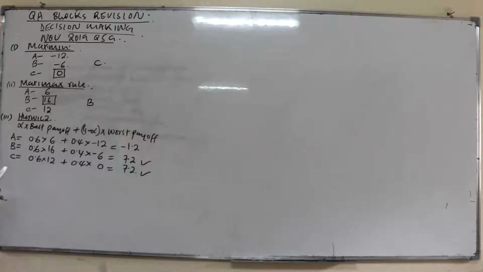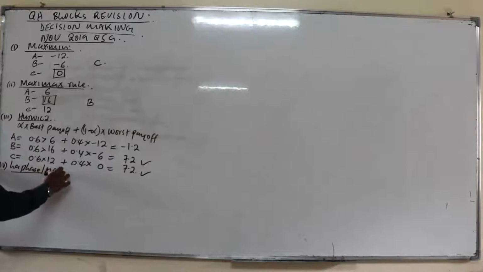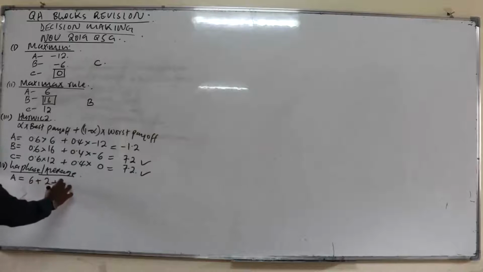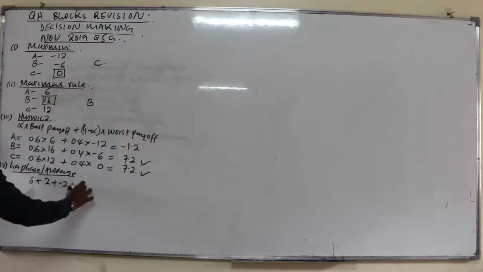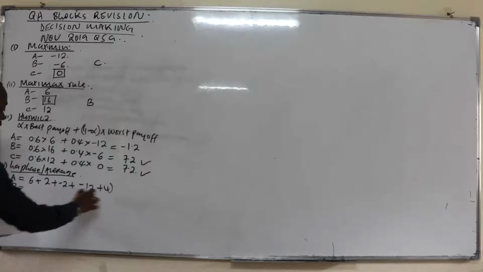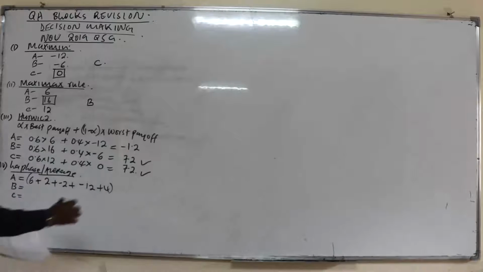And then lastly, number 4, Laplace criterion. Number 4, we are to use the Laplace. And we say that the Laplace is the same as the average. So between A, B, and C, you get the average of the payoffs. So for alternative A, we had 6. You add 2, you add negative 2, you add negative 12, you add 4, then you divide by 5.